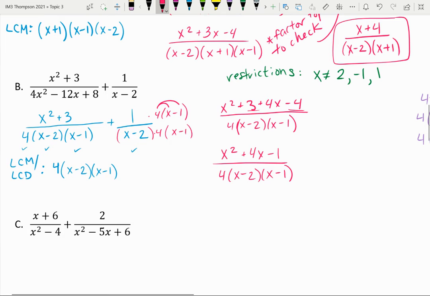The next step is to factor the top and see if anything reduces. This top is not factorable. There's nothing that multiplies to 1 and adds to 4. So then that's it. It saves me a couple of steps there.